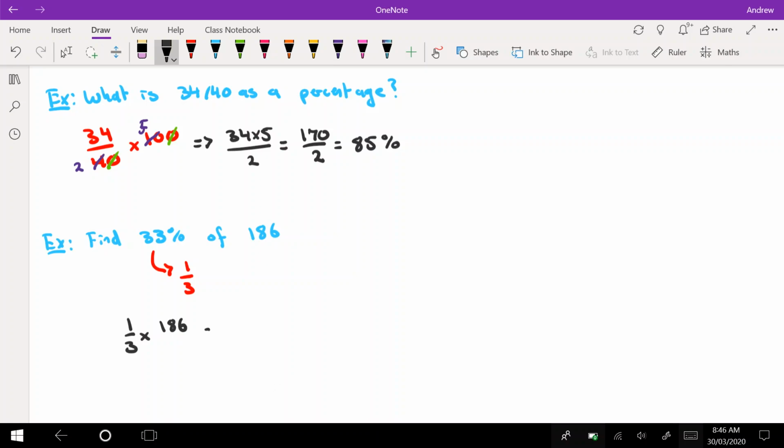Well, that just becomes 186 over 3. And we know that 3 times 60 is 180. And then we know 3 times 2 is equal to 6. So if we just add those two numbers together, we know that 186 divided by 3 is equal to 62.